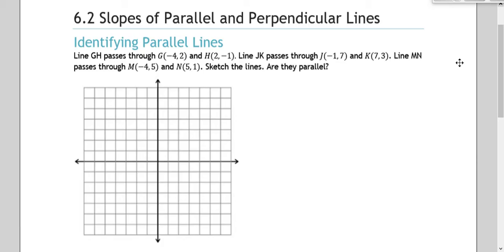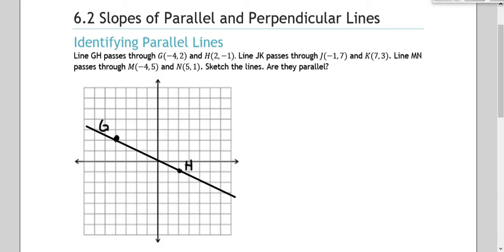So 1, 2, 3, 4, 1, 2. And we'll label that. It's G and H, which is (2, -1). Line JK passes through, oh, let's connect this first before I get any farther. Not 100% satisfied with that. So, yeah, that looks a little better.